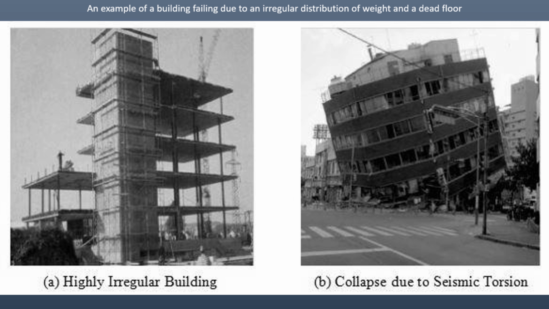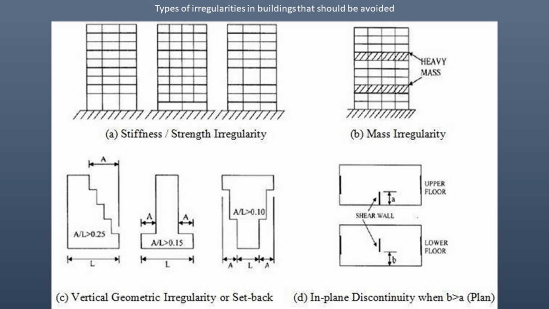We also try to avoid dead floors or irregularities in shape or mass. This creates a structure which is evenly strong and prevents failure in certain regions, as shown in this photo. If this is not done, certain regions can be weaker or be put under greater strain, causing them to fail, as shown. These are the main types of irregularities in buildings that should be avoided.